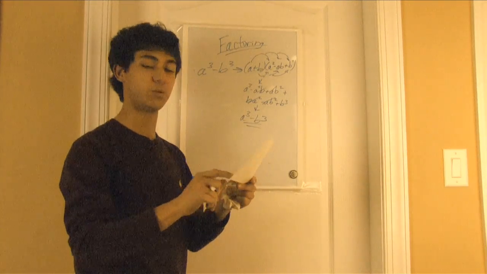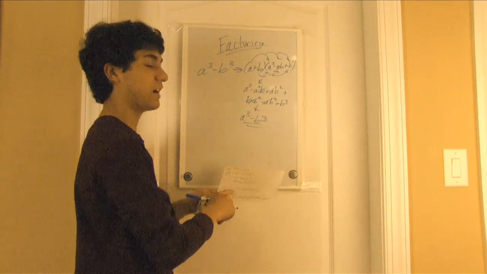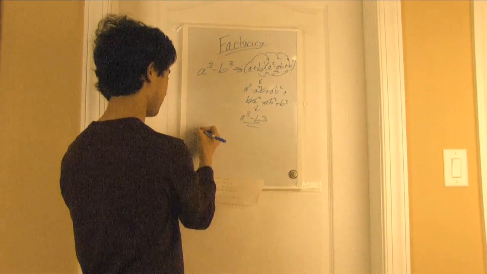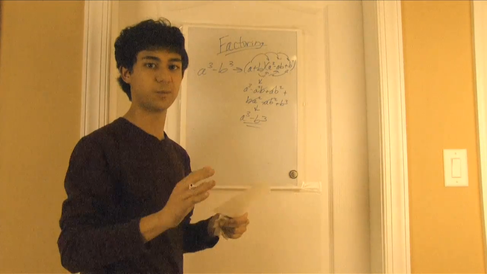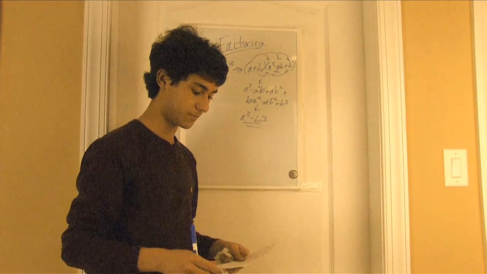Oh yeah, there's one more thing. There's also factoring by grouping in chapter 5.5, where, actually, never mind. You don't have to go over that.